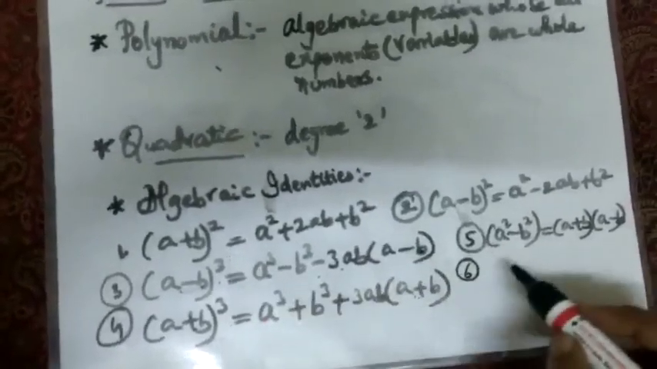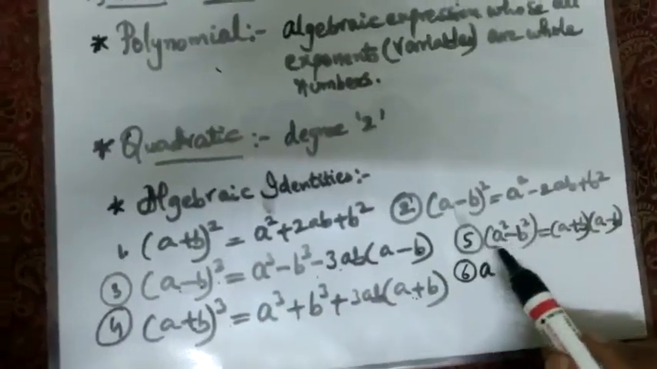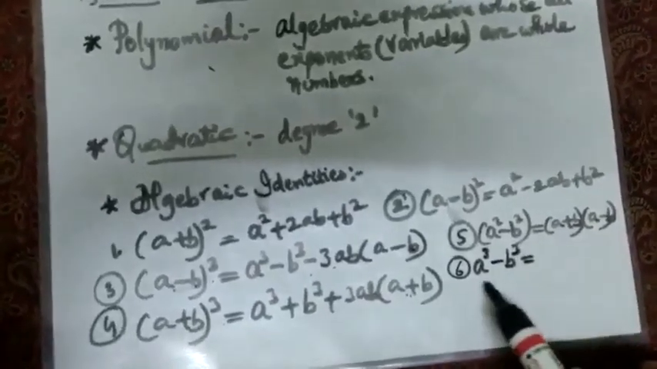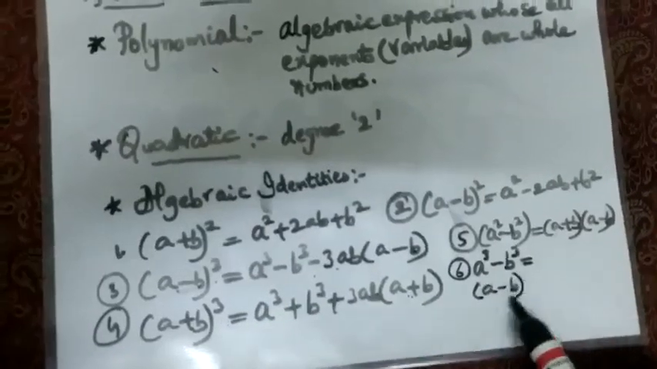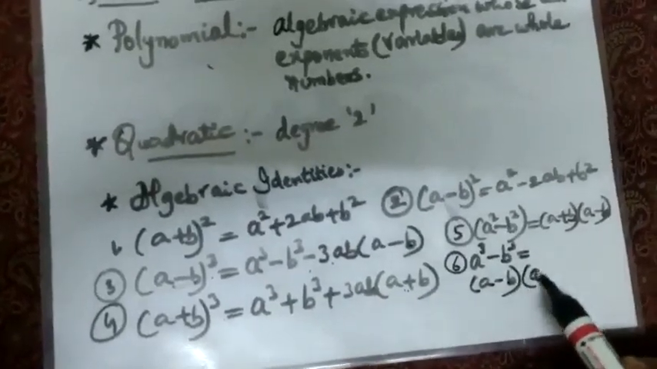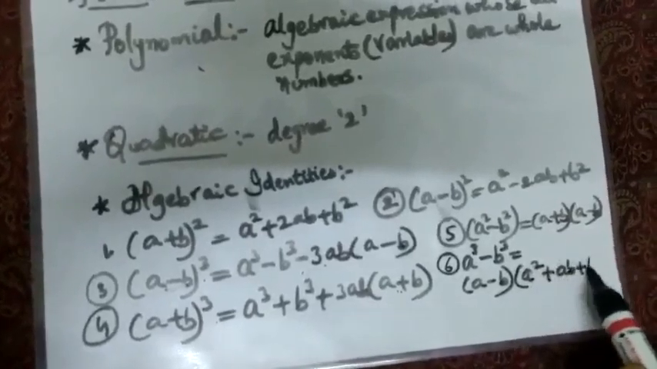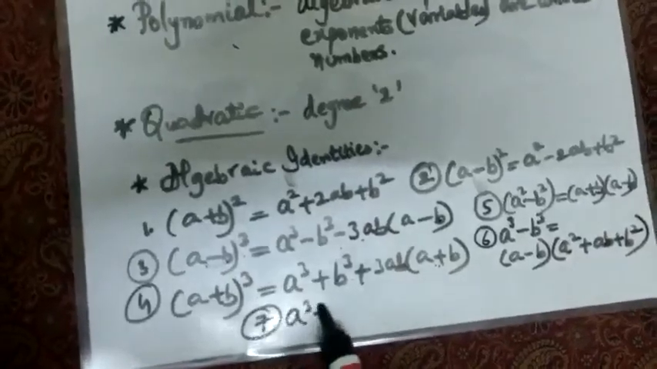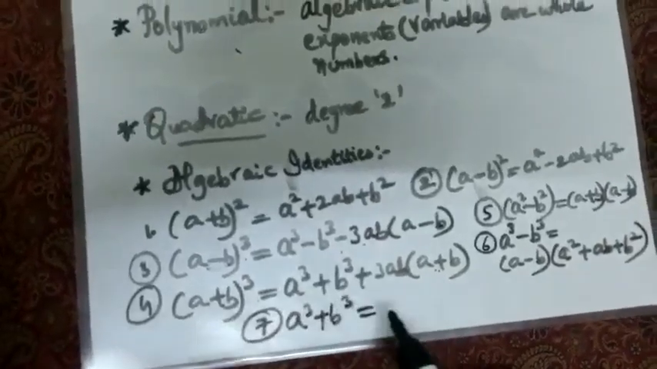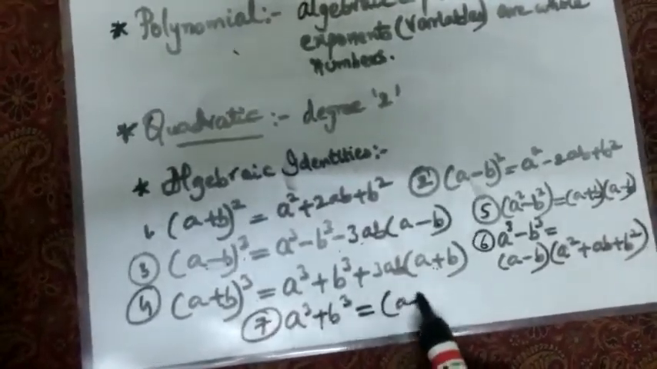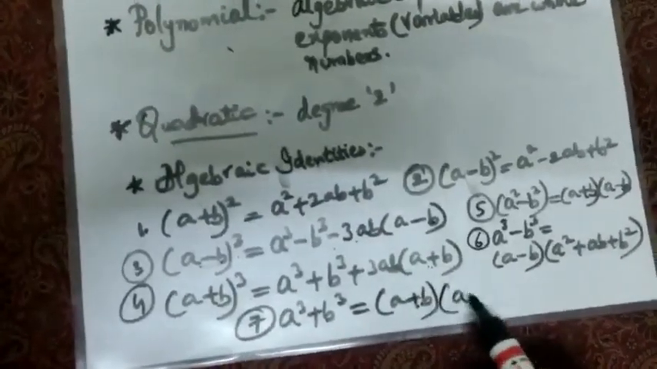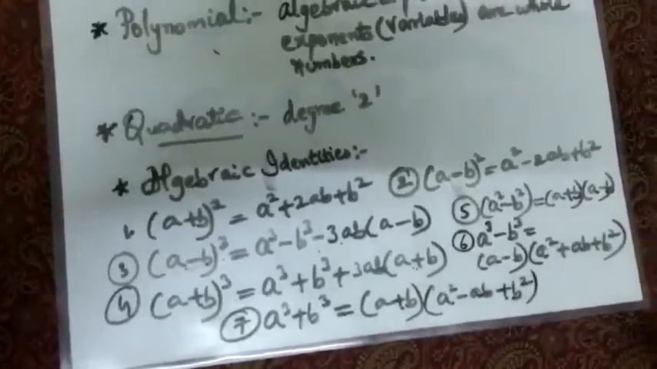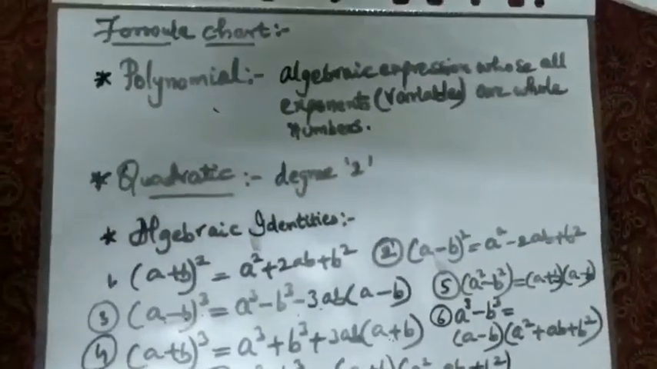So I am covering all the types of formulae, and the next formula is a cube minus b cube. a cube minus b cube is nothing but, I am writing down, you don't write, you write in a single line, (a minus b) into (a square plus ab plus b square). And the last formula, a cube plus b cube. a cube plus b cube is equal to (a plus b) into (a square minus ab plus b square). So this is how we have covered a little basics before starting the chapter.